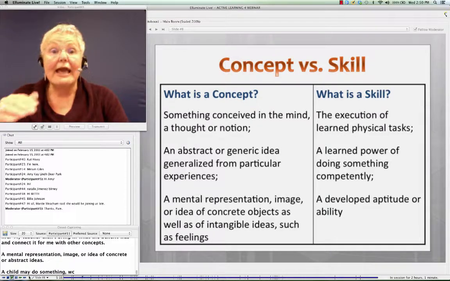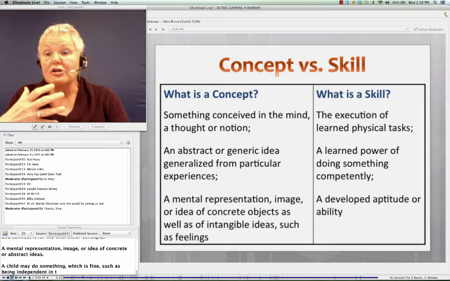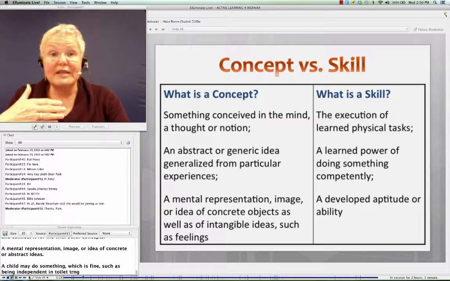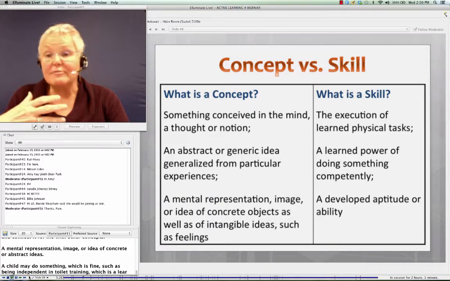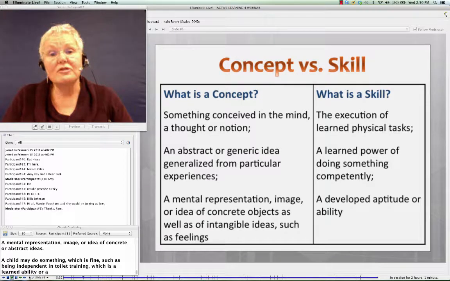And then there might be some objectives under it that are going to help that child achieve that skill. It's a learned power of doing something competently. It's a developed aptitude, or it's a developed ability. It's a learned physical task.